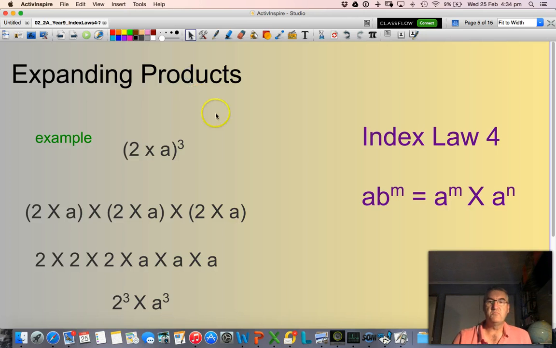Now, the index law 4, if I look at AB raised to the power of M, now I've made a mistake there. I should have brackets around that. Well, we do make mistakes every once in a while. So I'll just get the pen out here. And I really should have brackets around those. That's a better representation of index law number 4. (AB) raised to the power of M equals A to the power of M multiplied by B to the power of M.